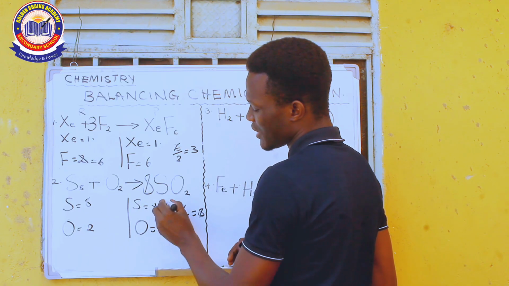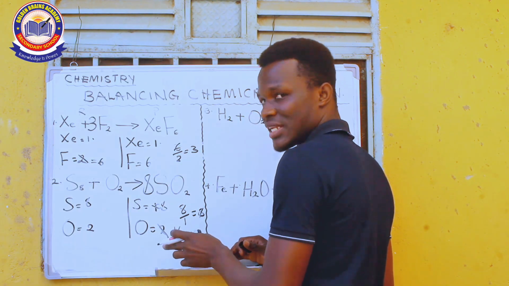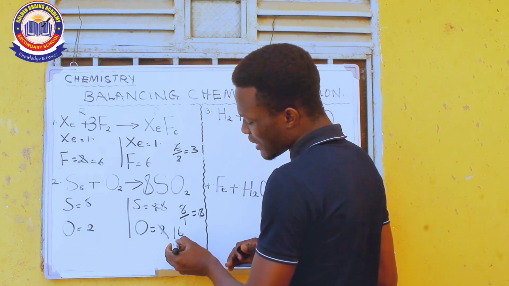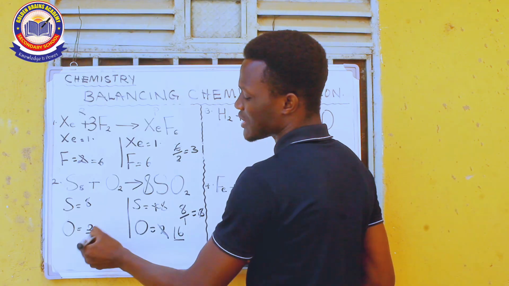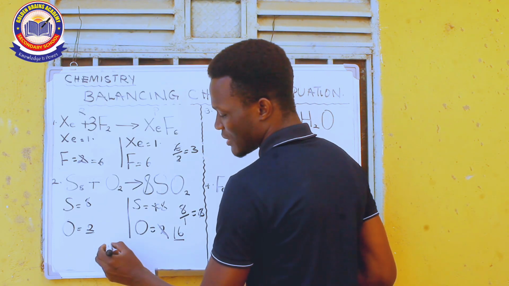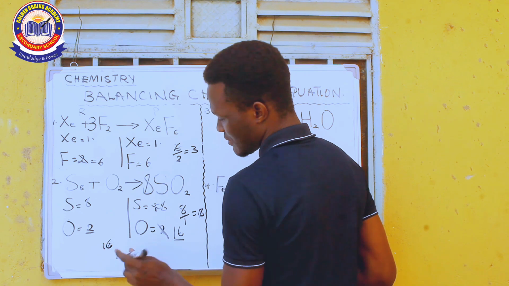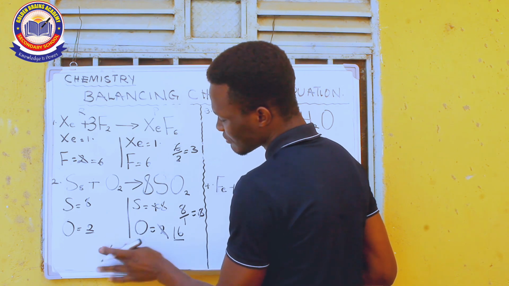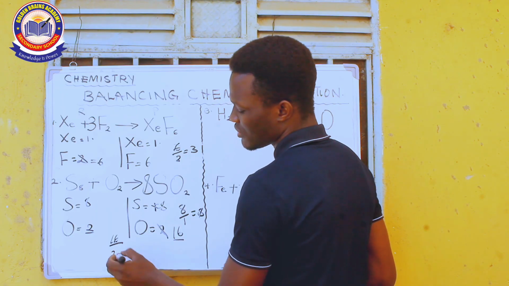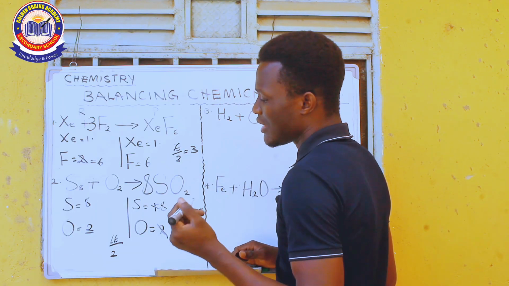Move from 1 to 8. We say sulfur is balanced, but oxygen is now not balanced. What are you going to do? You again see this one now, oxygen is 16, but here oxygen is 2. Take the bigger number, divide by the smaller number. You take 16 and you divide it by this 2. 16 by 2, you get 8.